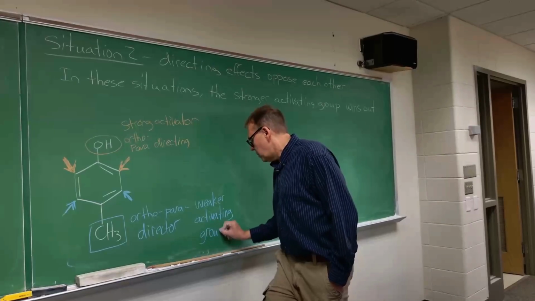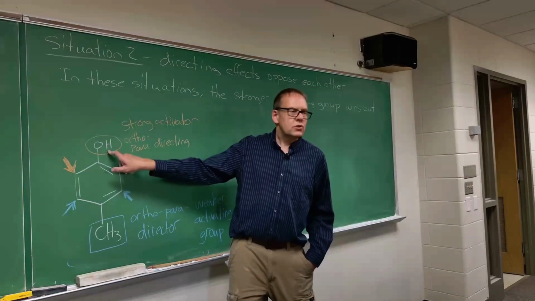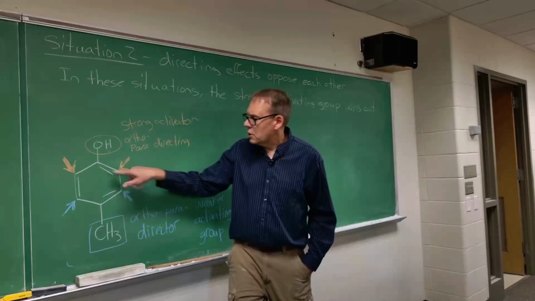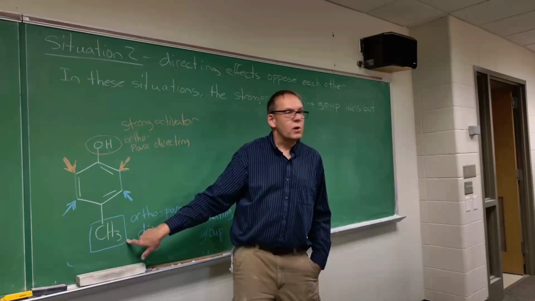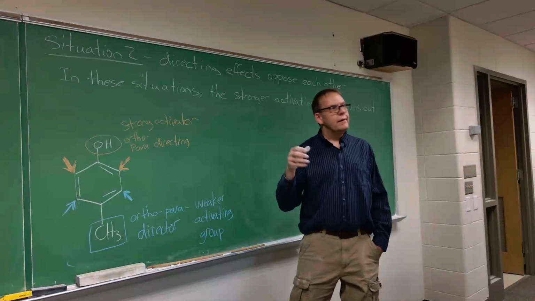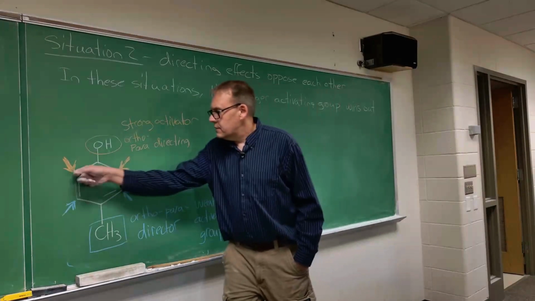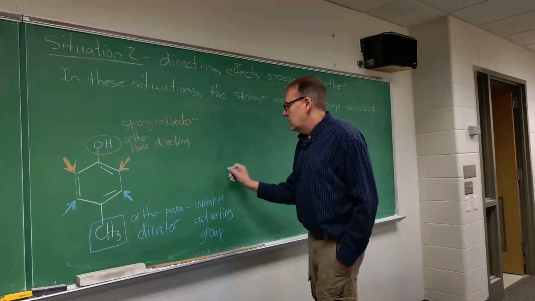They both work by putting partial negative charges on the ring, but since this is a stronger donator, it puts a much stronger partial negative charge on those positions than the methyl group puts partial negative charges on those positions. And so when the electrophile comes by to react with the ring, it sees these as more attractive spots, and that's where it's going to go.